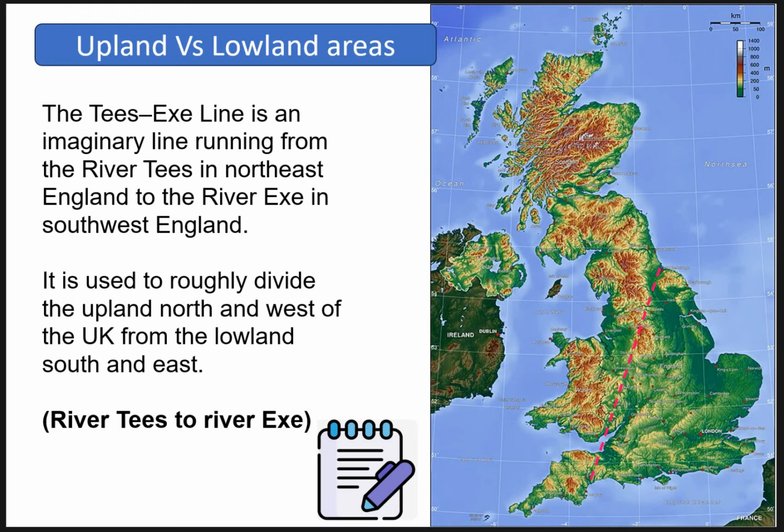Why is it useful? Well, it's useful because it divides Britain into two landscape regions. So we've got the north and the west. That's mainly the upland areas. So look north and west. Look south and east. You'll see there mainly lowland landscapes. So just pause the video for a moment and look carefully at the map.